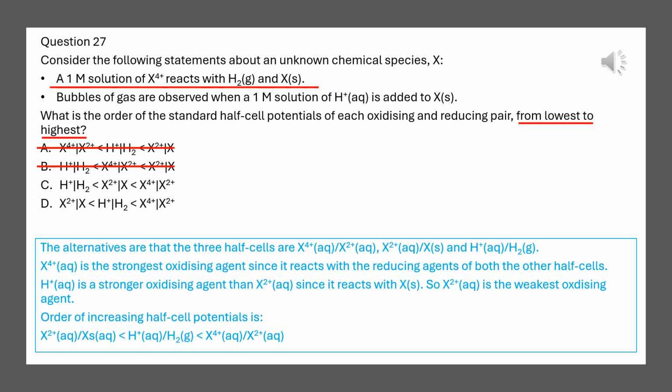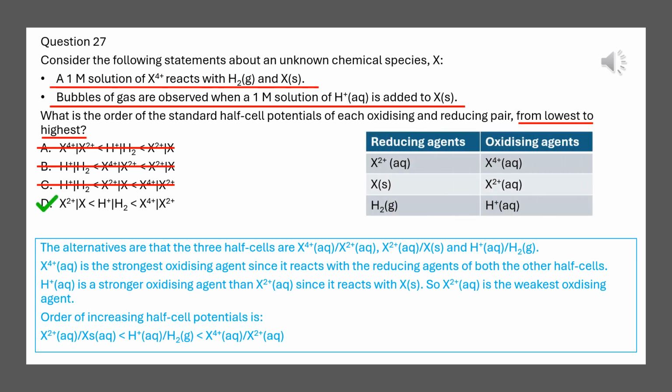Since bubbles of gas are observed when a 1 M solution of hydrogen ions is added to X metal, and hydrogen ions gain electrons from X metal as oxidizing agents, hydrogen ions are stronger oxidizing agents than X ions. So, C is eliminated and D is correct.